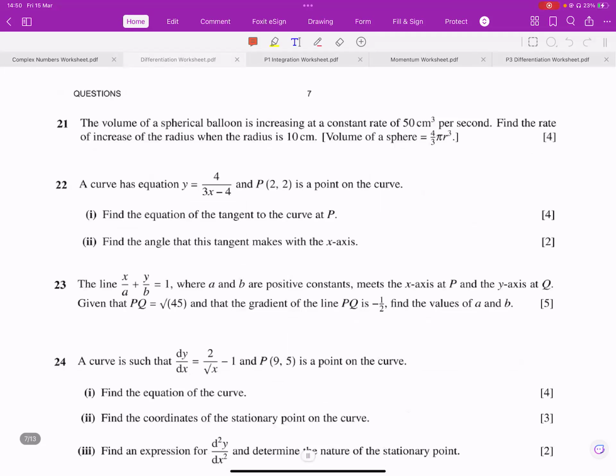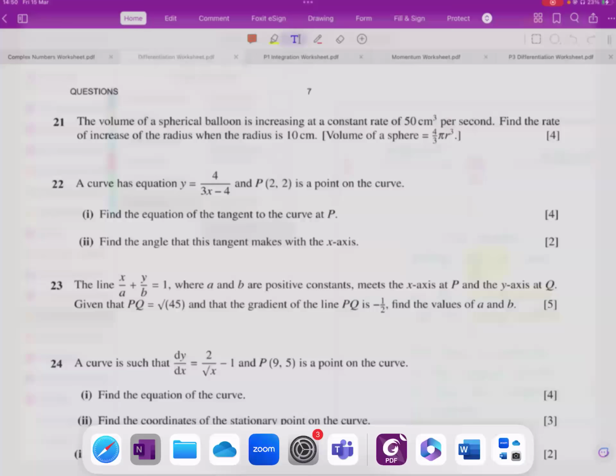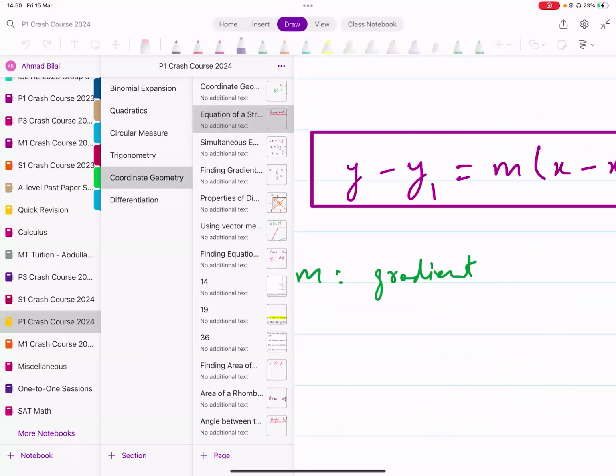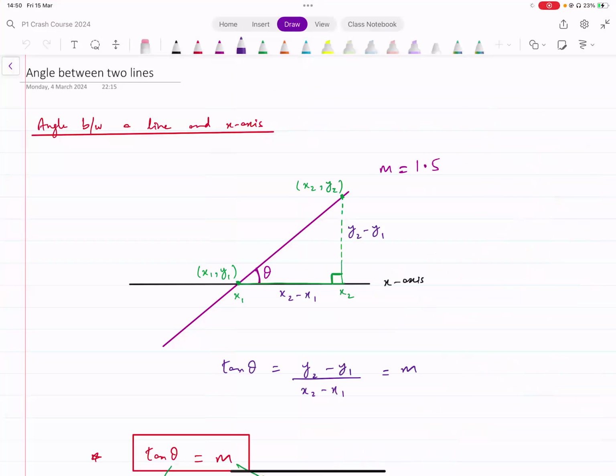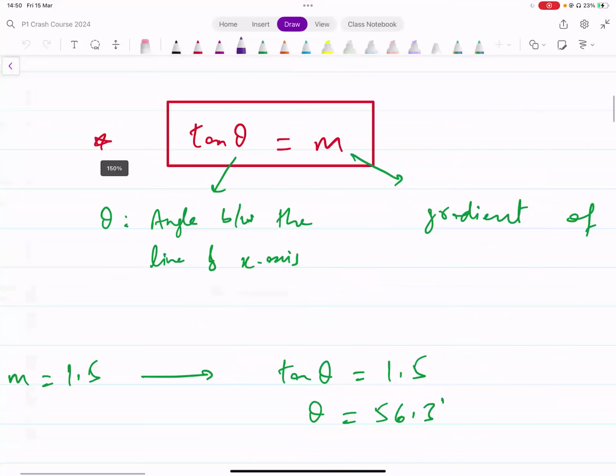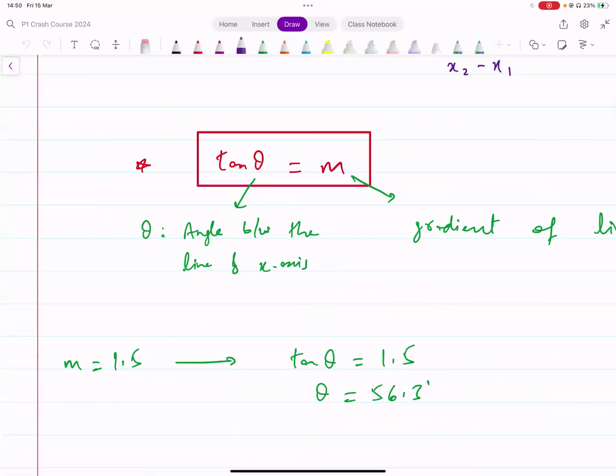22. Find the angle that this tangent makes with the x-axis. 22 part 2. Remember coordinate geometry, the last topic that we did. Remember this formula: angle between a line and x-axis, and angle between any two lines. For angle between a line and x-axis, you basically use tan theta equals m, right? So whatever is the gradient of the line, you say tan theta equals that gradient, and that will give you the value of theta.